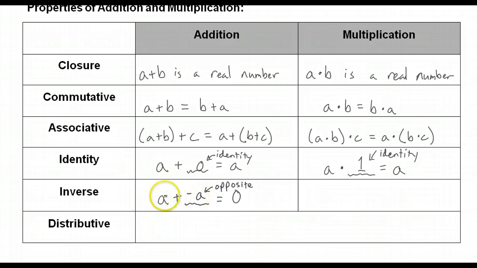Now, if a was negative to begin with, the opposite of a negative number is positive. So the way I've done this problem, it doesn't matter if a is positive or negative, the opposite of that will be the other one.